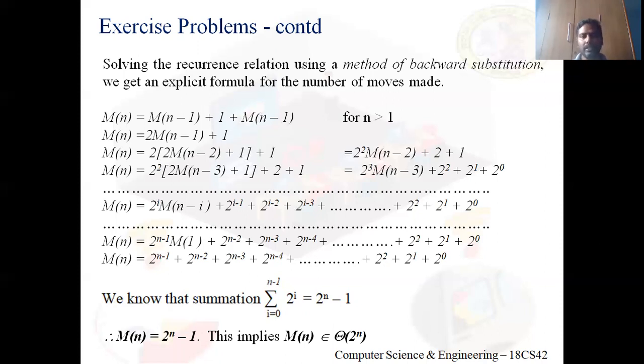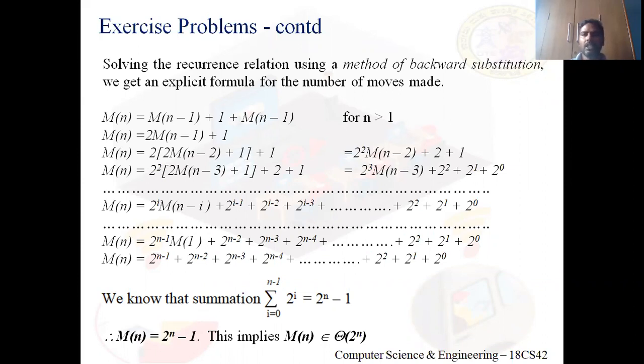Got it? Design a recursive algorithm. Then you identify the size, identify the basic operation. Next, set up a recurrence relation for the basic operation. Solve it. After solving, we have the basic operation count. That may be linear, logarithmic, quadratic, cubic, exponential, factorial, whatever. You represent it in terms of asymptotic notation.